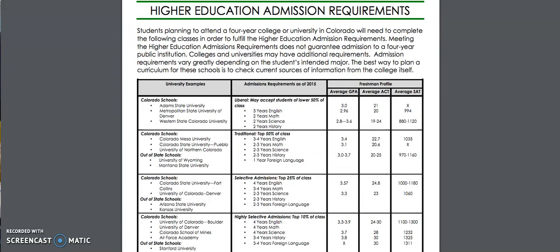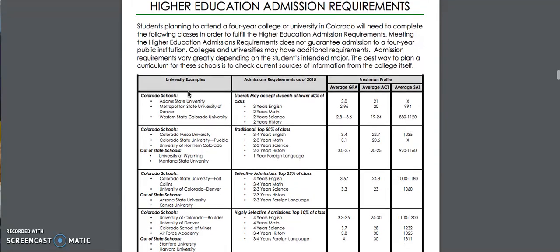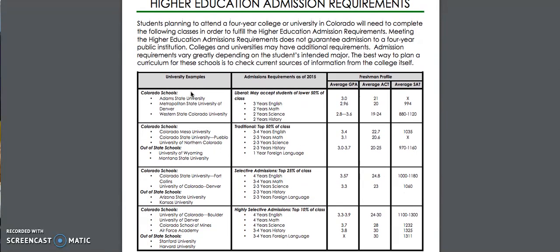Next, we have the higher education admissions requirements here on page 16. And as you can see, if you look in the left-hand column, we've chosen some schools, and they increase in terms of how selective they are or how hard they are to get into, and we have broken down and shown you how many years of certain coursework those schools expect you to take in high school. Also, what is the average GPA of students they are admitting, and ACT and SAT averages.